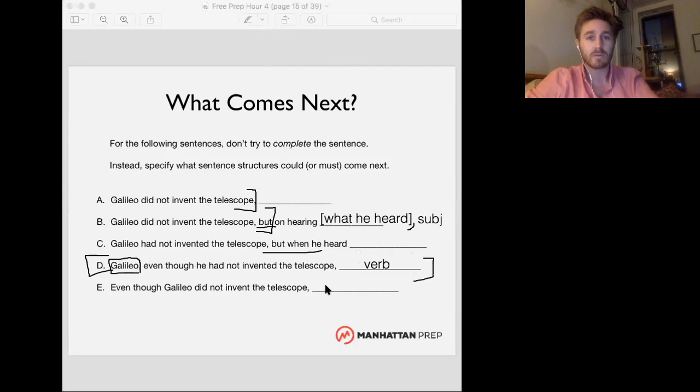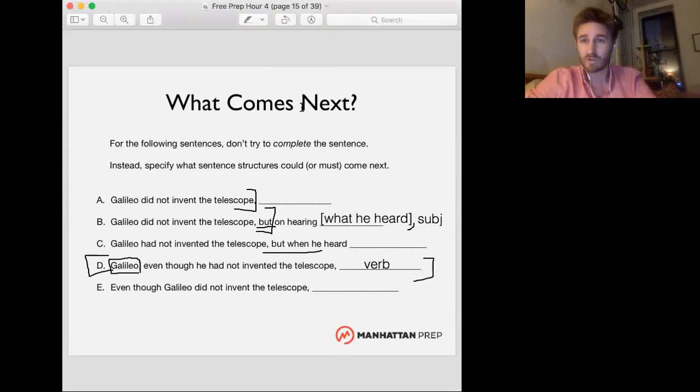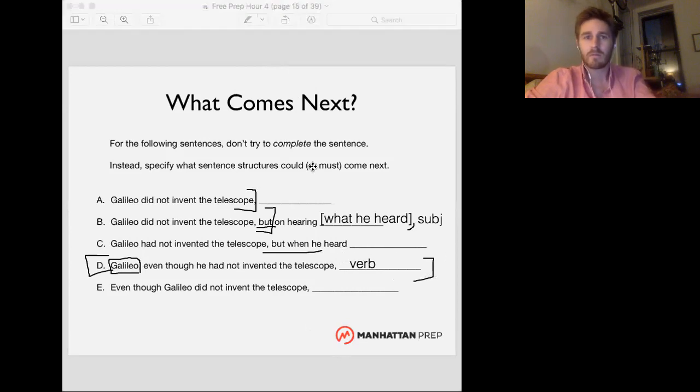Has to be a verb. That's what I'm expecting. And if it's not a verb, sometimes they'll repeat the subject, that's a mistake. That's bad structure. Okay.